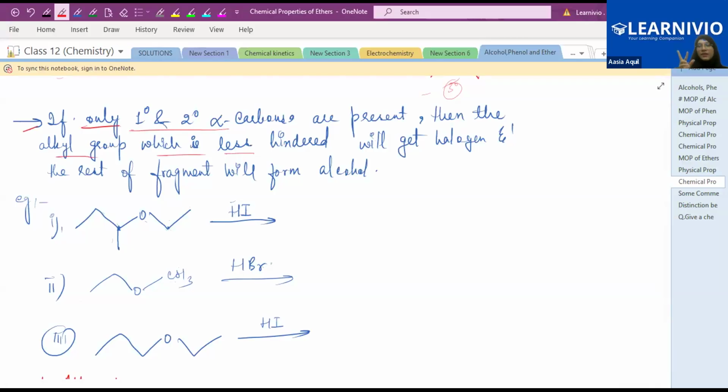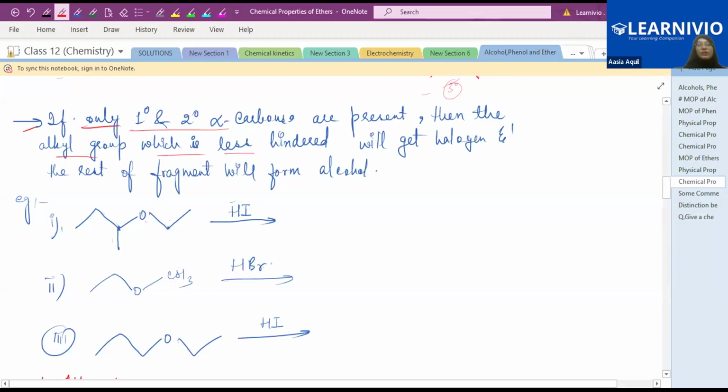So there are two cases in unsymmetrical ethers. First case: if a tertiary alpha carbon is present. The first step is always to check whether there is a tertiary alpha carbon or not. If there is, then attach the halogen part to the tertiary alpha carbon, so you will get a tertiary haloalkane, plus the remaining fragment will form the alcohol, meaning you attach the H to the ether oxygen, so you will get the alcohol.